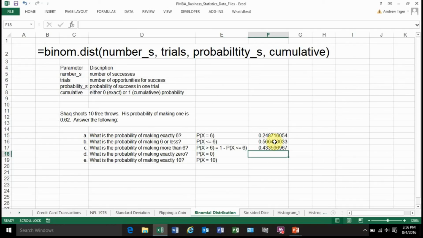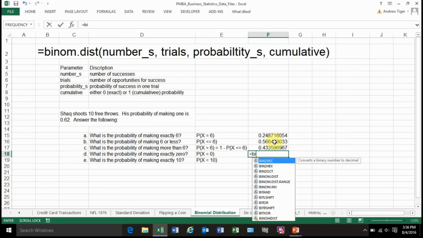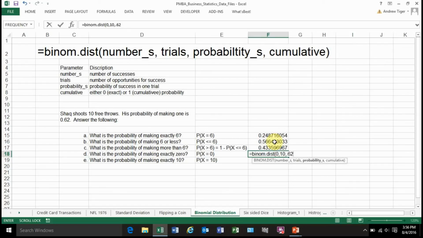What's the probability that he shoots 10 free throws in a game and doesn't make any? 0 out of 10, 0.62 success for one shot, and 0 is find the exact probability. That's a really, really small number. The likelihood that he would go in a game, shoot 10 free throws and not make any is really unlikely.